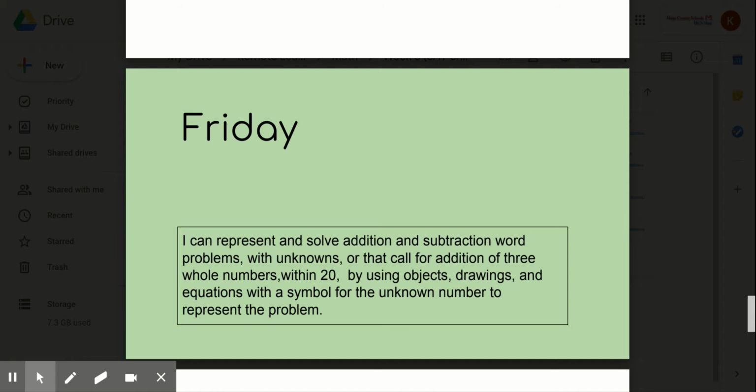Let's get started with our I can statement, and then we'll move on to the slides. I can represent and solve addition and subtraction word problems with unknowns or that call for addition of three whole numbers within 20 by using objects, drawings, and equations with a symbol for the unknown number to represent the problem.